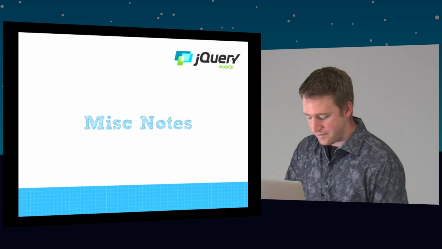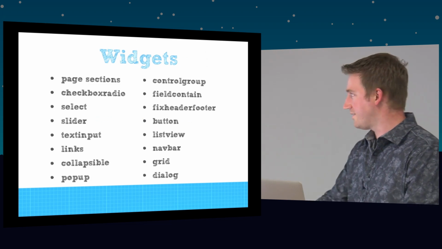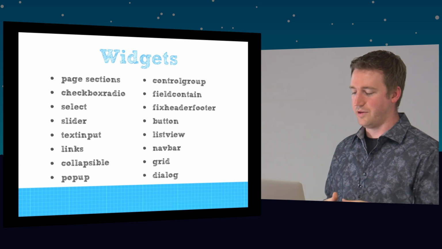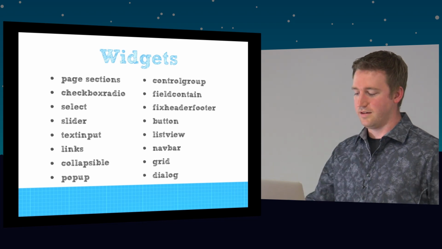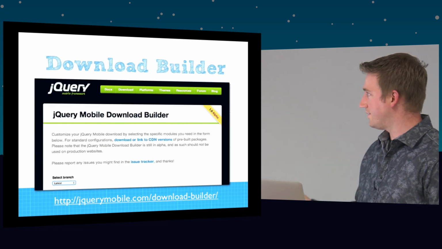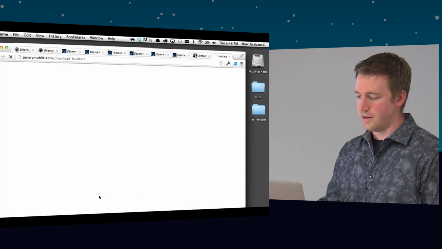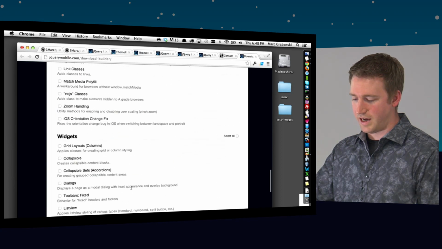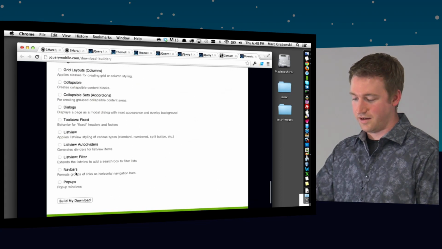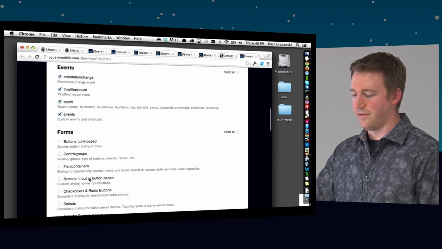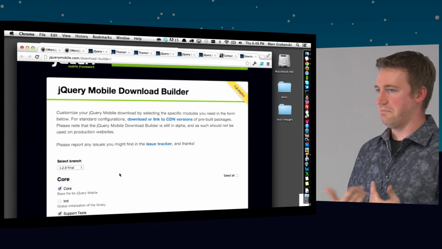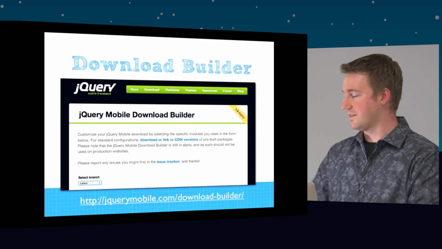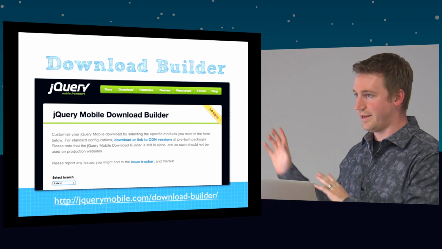Some miscellaneous notes. With the widgets, I mentioned each individual widget, you can download them with the download builder. There are all these different widgets that they're coming out with, and this is the download builder. So you can go to the download builder and download your own custom version. In this case, under widgets, I just need the pop-up widget, and that'll auto pre-fill what I need. I can download that, and it'll actually be a small base to work with. So your website will load a little faster because there's a little less JavaScript on the page. So recommended: just download the parts that you need.